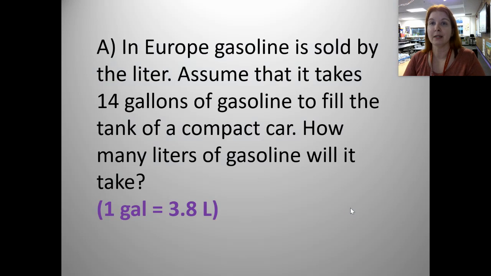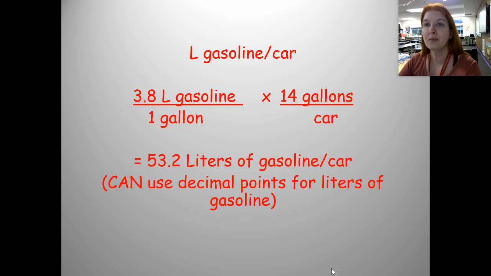So in Europe, gasoline is sold by the liter. Assume that it takes 14 gallons of gas to fill the tank of a compact car. How many liters of gasoline will it take? And they give you 1 gallon equals 3.8 liters. So we need liters of gasoline per car. We know we have 3.8 liters of gasoline per gallon, and we know we have 14 gallons per car. Multiply, divide by 1. So we have 53.2 liters of gasoline per car. You can use decimal points for liters of gasoline. I will give you an example in a second where you cannot use decimal points.